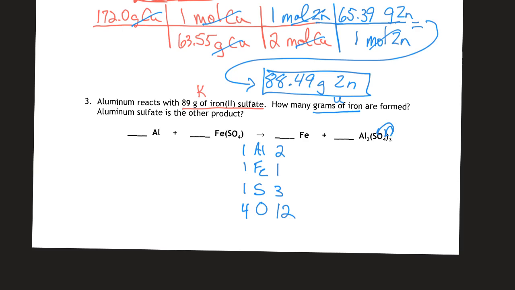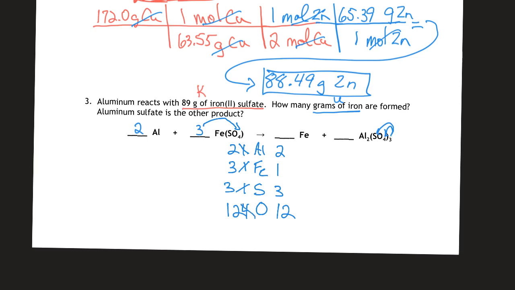I'm going to first go ahead and fix that aluminum. I'm going to put a 2 here, which means now I have 2. Iron I'm balanced on, so I'm going to jump down to the sulfur. 3 on the product side and only 1 on the reactant side. So I'm going to need a 3 here. Update my totals. 3, 3, and then 3 times 4 is going to be 12.